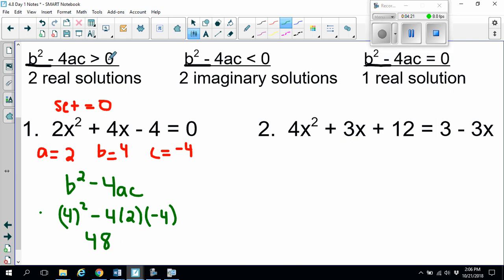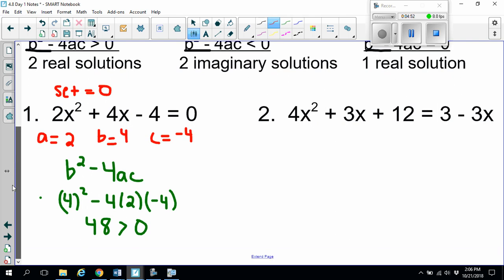Now remember, we're always comparing our discriminant to 0. So we're seeing if 48 is greater than 0, less than 0, or equal to 0. Well, we definitely know 48 is greater than 0. Because it's greater than 0, that means we are going to get two real solutions. So if we were either factoring this quadratic equation, using completing the square, or using the quadratic formula, then we would know as our final answers, we would get two real solutions. So that would be our final answer here.